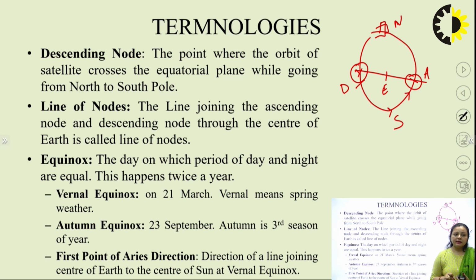Next is the term equinox. So what is the equinox? Equinox is the day on which the periods of day and night are equal. It actually happens twice a year, when the day length is equal to the night length.